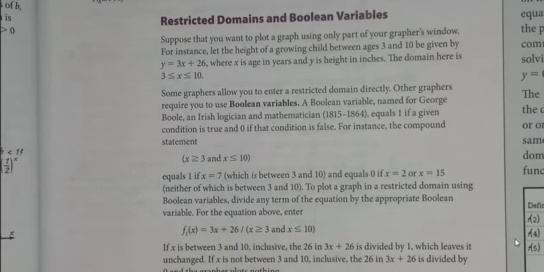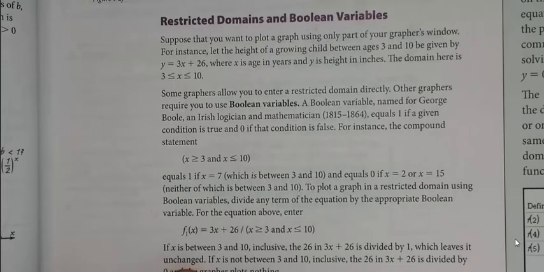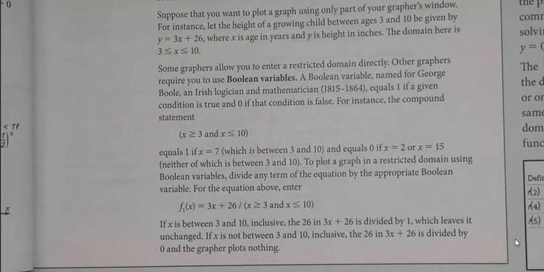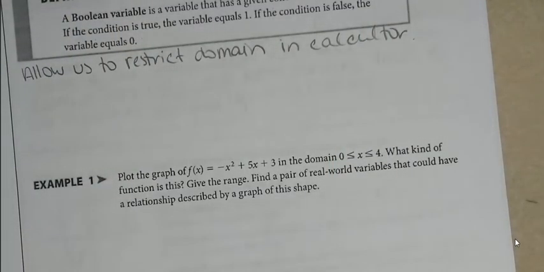You divide it out. So in this example, if x is between 3 and 10, the 3x plus 26 is divided by 1, which leaves it unchanged. So we actually get to see the graph. If x is not between 3 and 10, the 3x plus 26 is divided by 0, and the grapher plots nothing, which is super, super cool. So that's a little bit of information on Boolean variables, and then I'm going to show you how to do them using your calculator. So go ahead and get your calculator out.